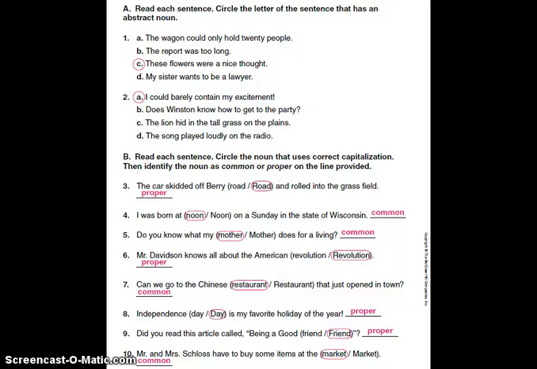Now remember, if I had a place called the Italian Restaurant, that's the name of it, then I would capitalize it. And of course, Independence Day is a holiday. That's proper. And anytime you have an article or a book or a magazine heading, things like that, it's going to be proper. It's going to be capitalized. And you didn't say specifically what market you went to, so that's why it is common. All right.